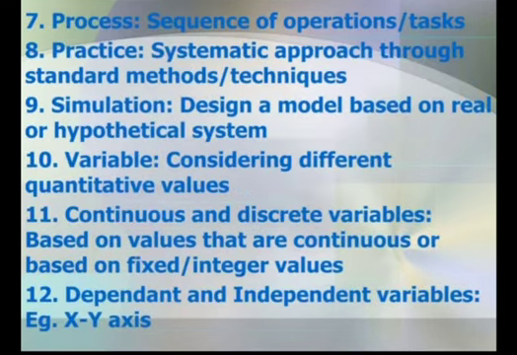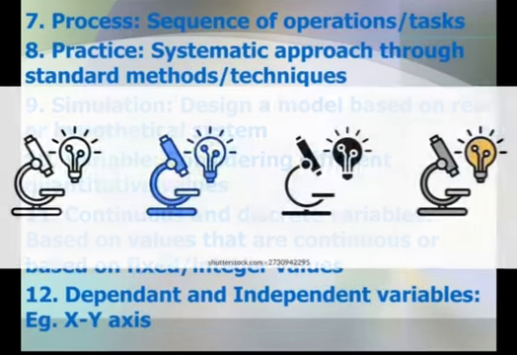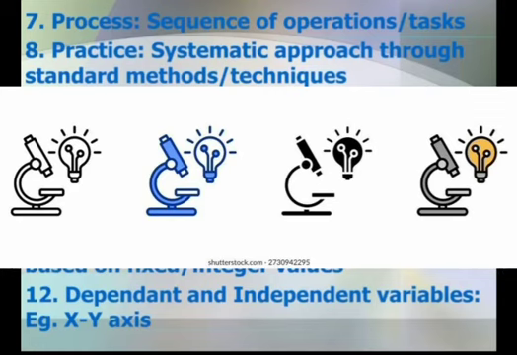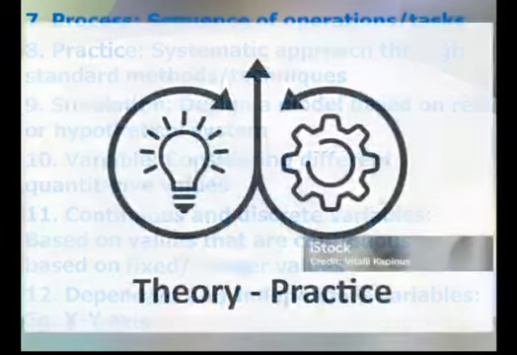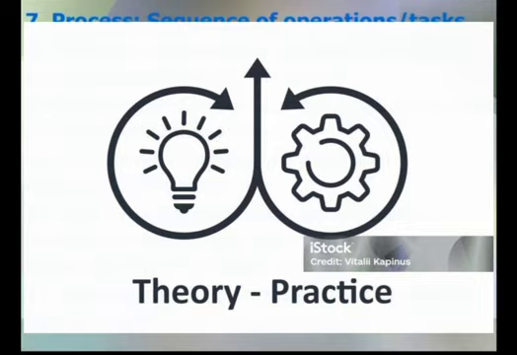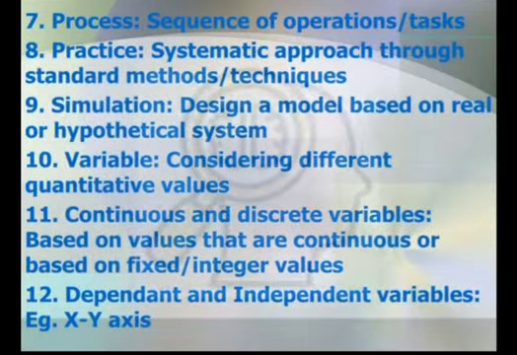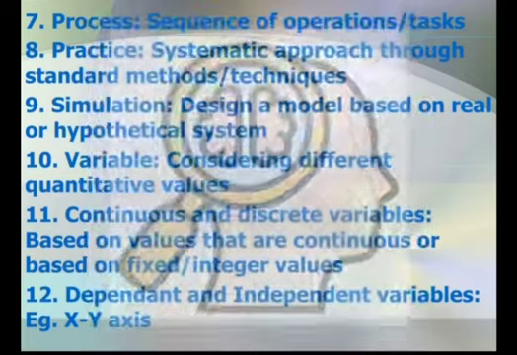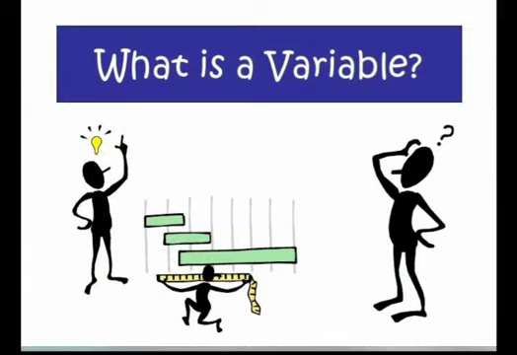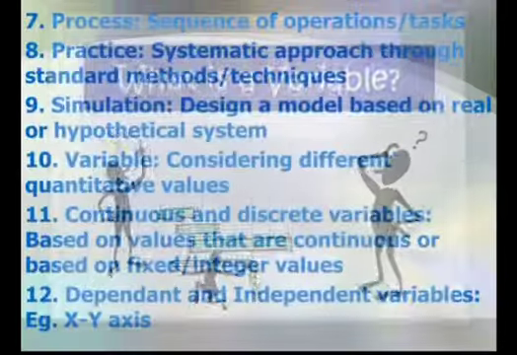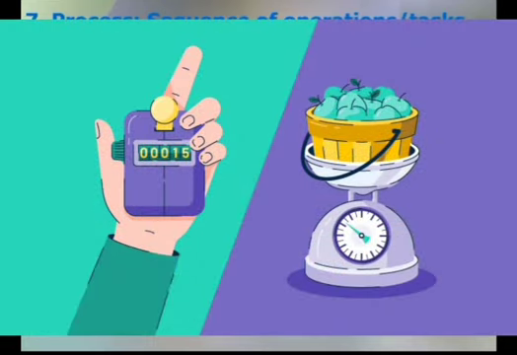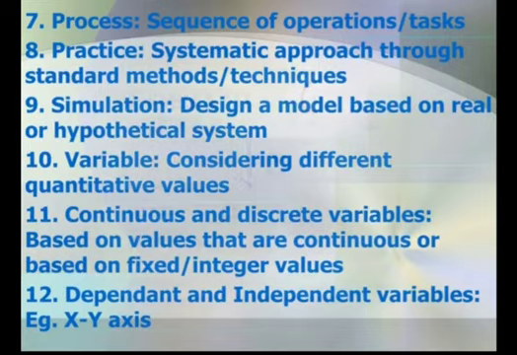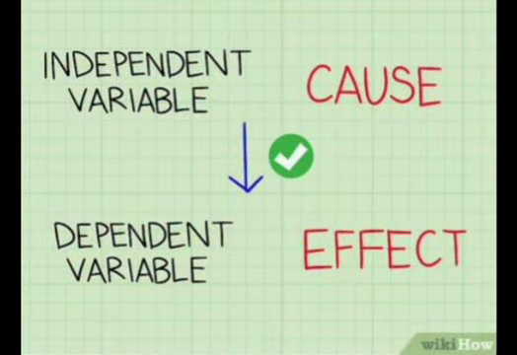This slide explains the next set of concepts. A process refers to a sequence of operations or tasks. Practice means using systematic methods and standard techniques. Simulation is the creation of a model based on a real or hypothetical system. Variables represent measurable quantities that may change. Variables can be continuous or discrete depending on their values. The slide also explains dependent and independent variables, which are commonly represented on X and Y axis.